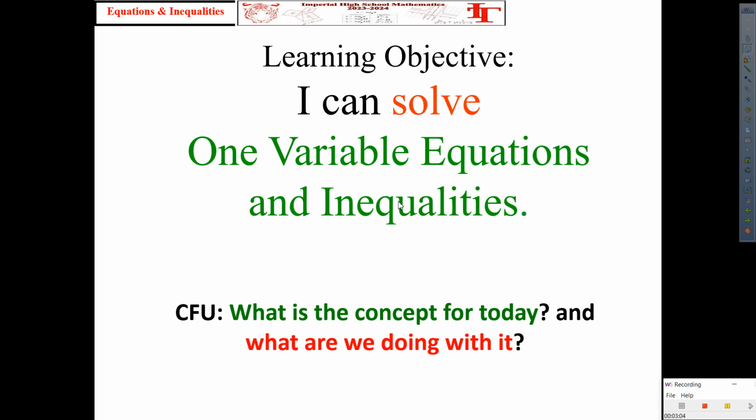So, here it goes. It's going to go pretty fast. Look up to the screen. By now, we know the main idea is what? One variable equations and inequalities.